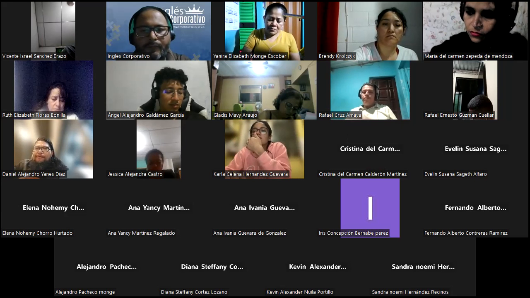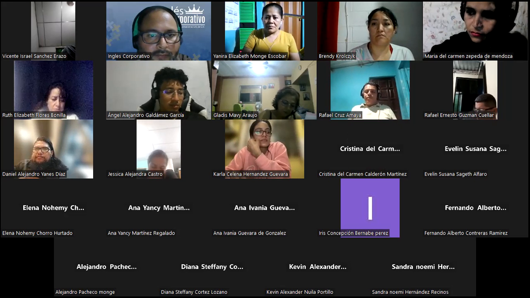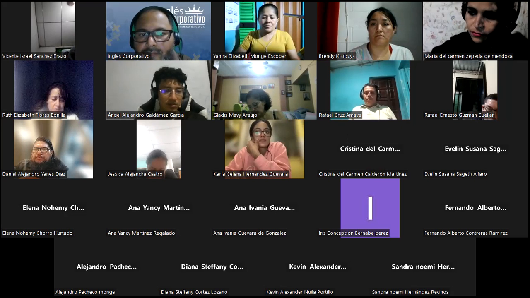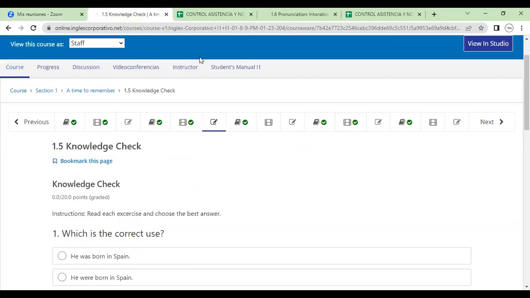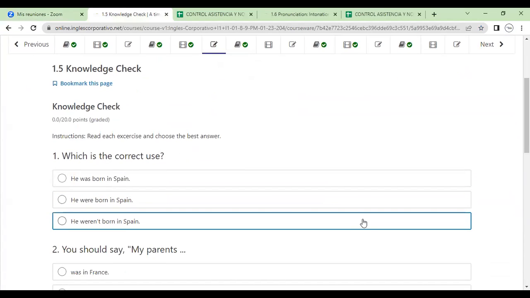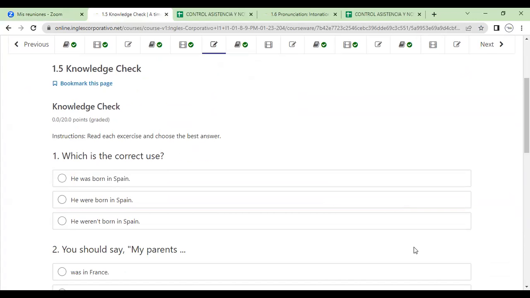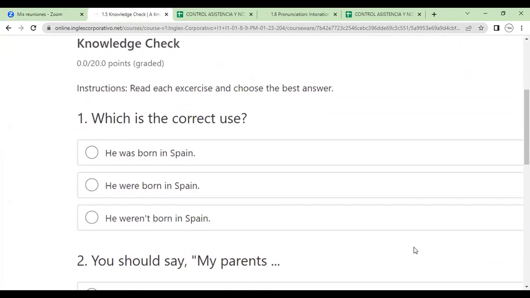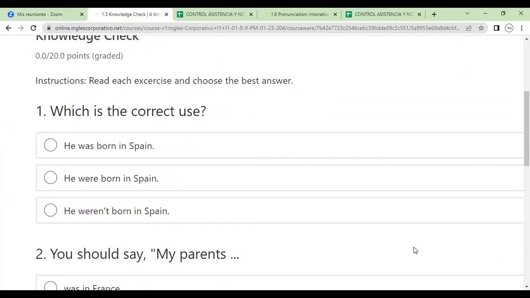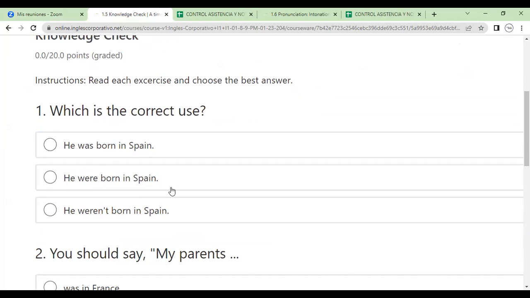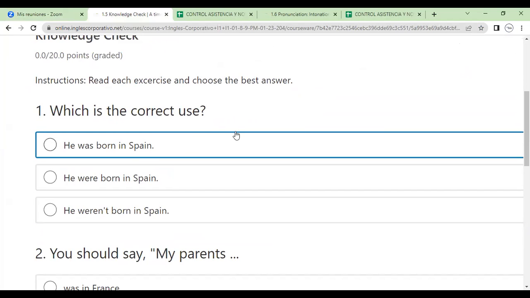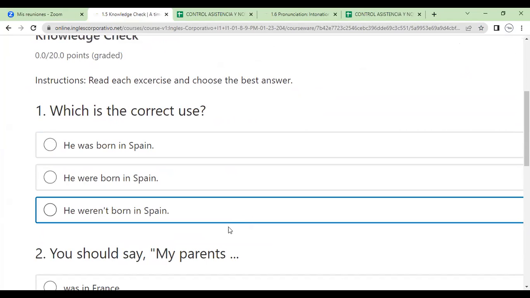Now let's continue. Let us continue, because I still have something to share with you. In order to reaffirm the knowledge about simple past of the verb be, we have the following. Now, you are going to tell me which is correct. You will say A, B, or C, and then you are going to read. Which is the correct use? He was born in Spain, was born in Spain, or he wasn't born in Spain?